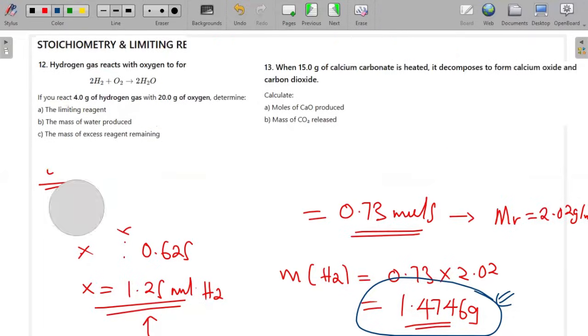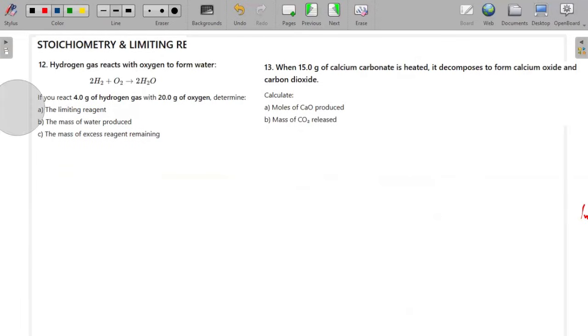Right, so let's look at question 15, which is still on these limiting reactant things and such. Okay, so here they're saying when 15.0 grams of calcium carbonate is heated, it decomposes to form calcium oxide and carbon dioxide. Calculate the moles of calcium oxide produced, and the mass of carbon dioxide released. Okay, so they have said calcium carbonate. So calcium carbonate is CaCO3.